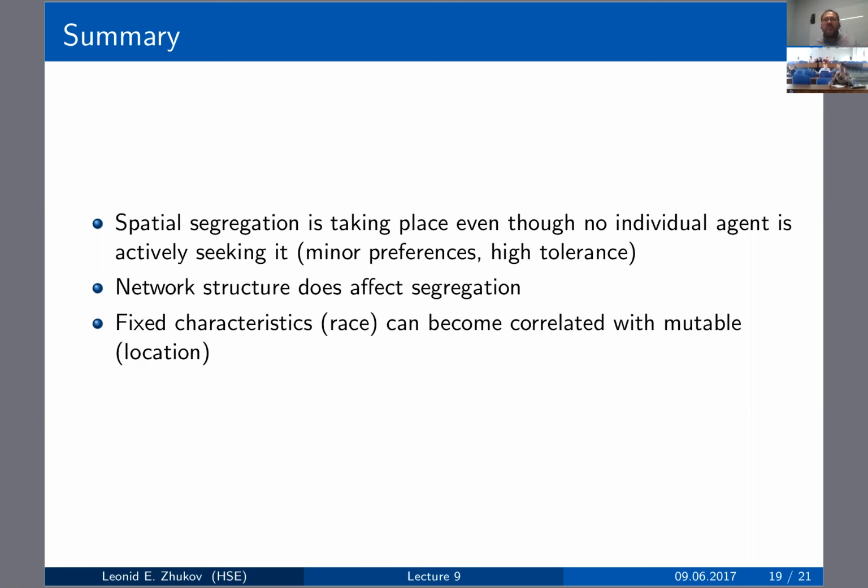So that's pretty much it for the model. Any questions? What's the difference between segregation and classification? Say it again. What's the difference between segregation and classification?